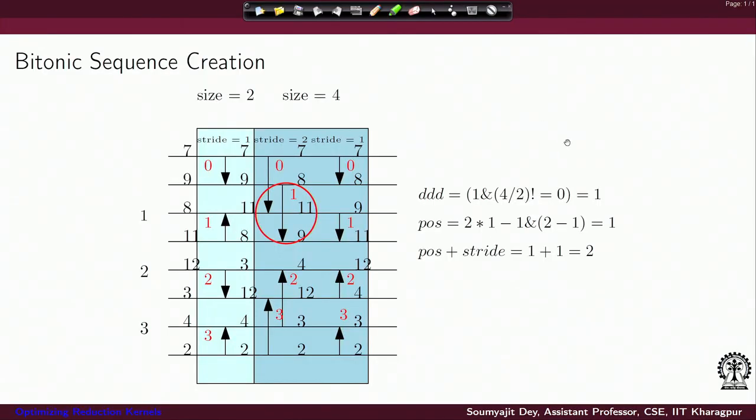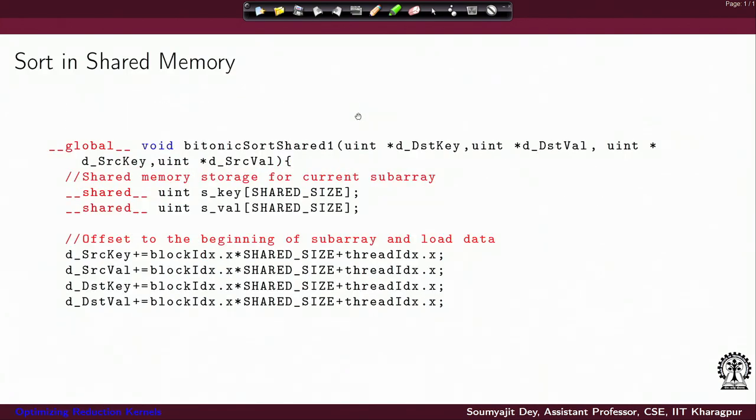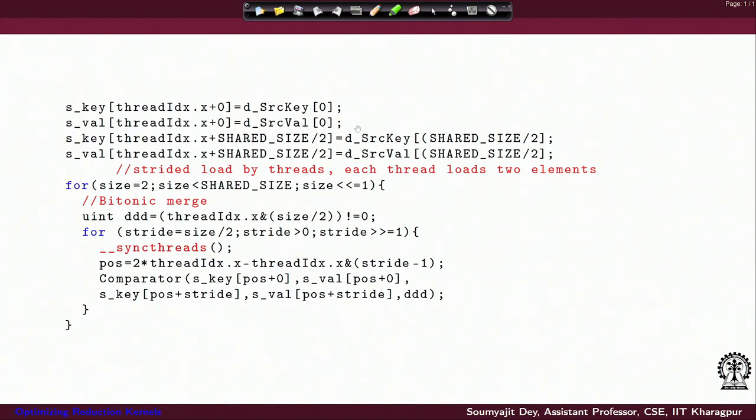So, if you remember, in the last lecture we have been discussing Bitonic sort, and our discussions progressed up to the part where we are generating the Bitonic sequence. Just a small recall, this was the CUDA code we were showing for the Bitonic sequence generation. Each of the threads was responsible for bringing two values into the shared memory.